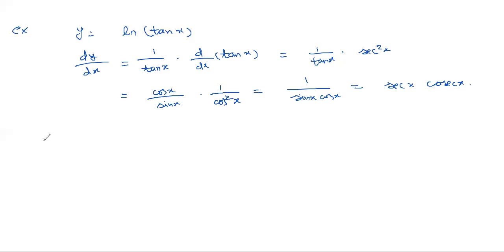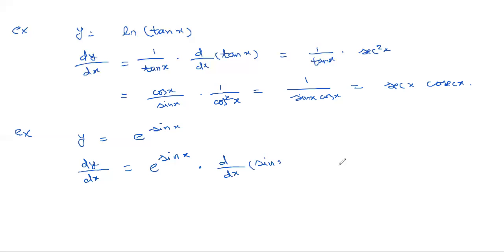Let's have another example. Suppose the function is e raised to power sin x. The derivative of the exponent function is the function itself. So it is e raised to power sin x multiplied with the derivative of that power, which is the derivative of sin x. The derivative of sin x is cos x. So the answer is cos x into e raised to power sin x.